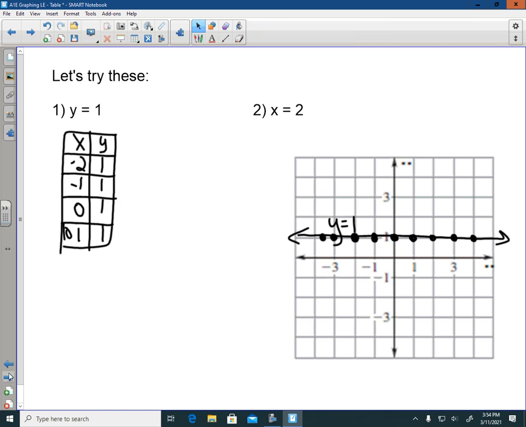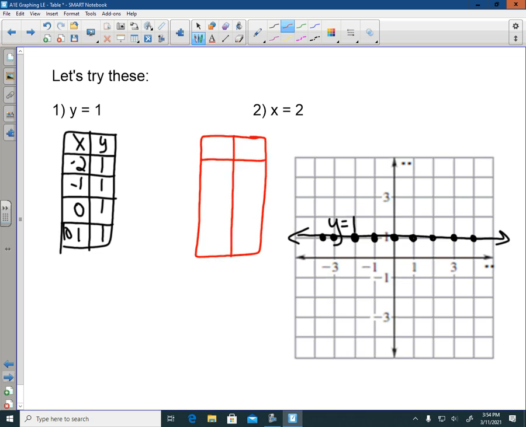Let's take a look at number 2. This is sort of just the opposite idea. Notice in this equation, we don't have anything going on with y. Again, it's almost like they don't care what y is, and in fact, that's the case. It doesn't matter what y is as long as x is always 2. And you can literally make anything up you want for y.